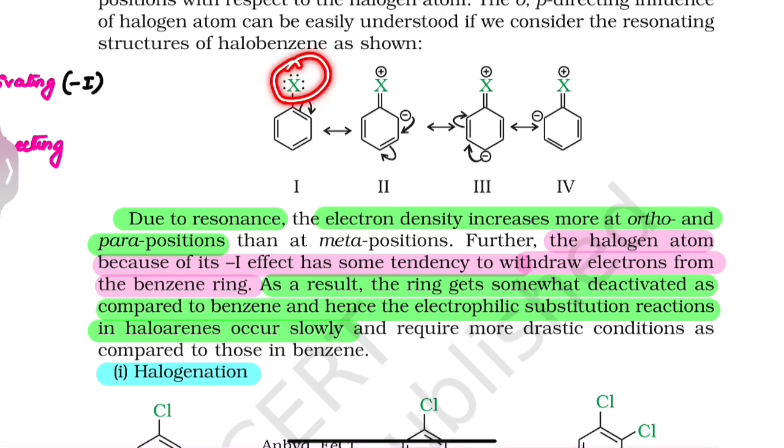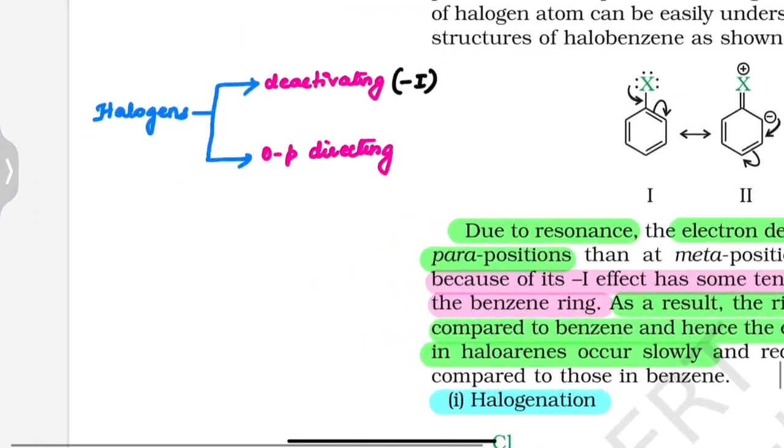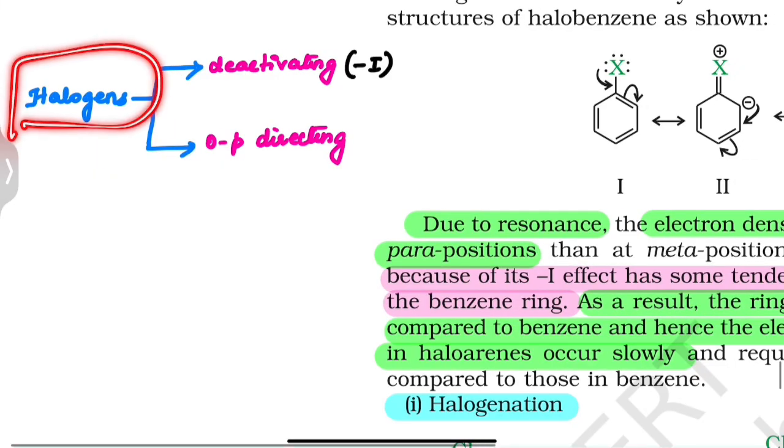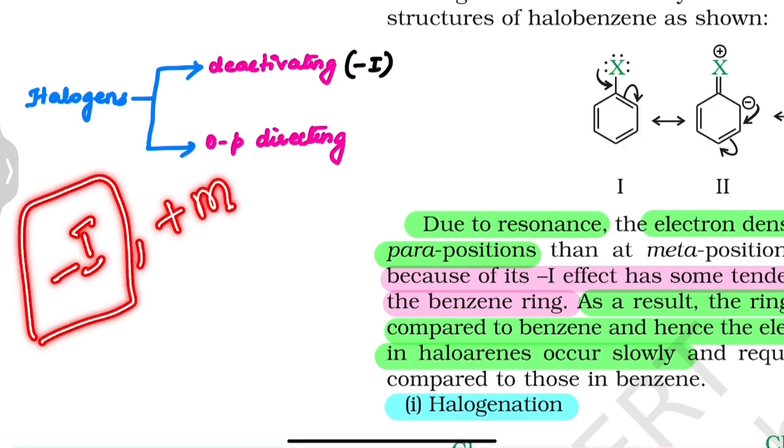So now halogens are showing the minus I effect. Therefore they will pull the electron which is present here towards the halogen. So they are decreasing the electron density on this carbon. Therefore they are deactivating groups. Remember that in halogens, since they show two effects, the minus I effect as well as the plus M effect, what is dominant in halogens is the minus I effect.